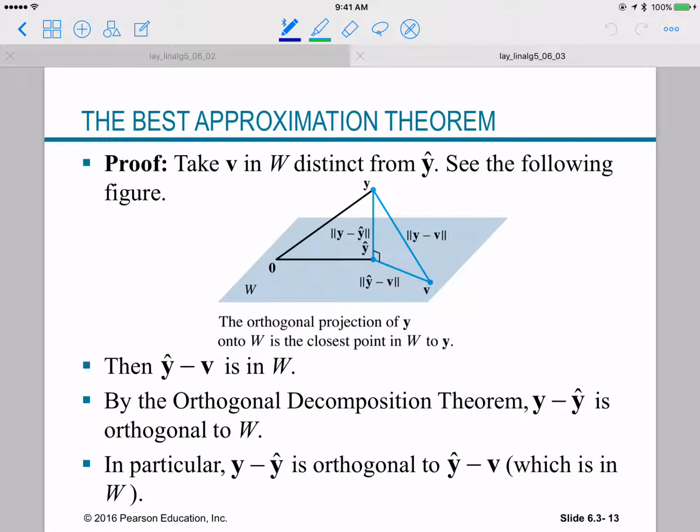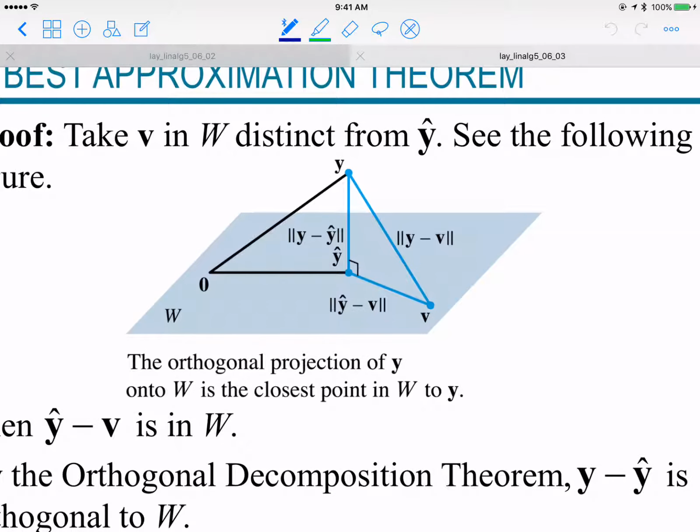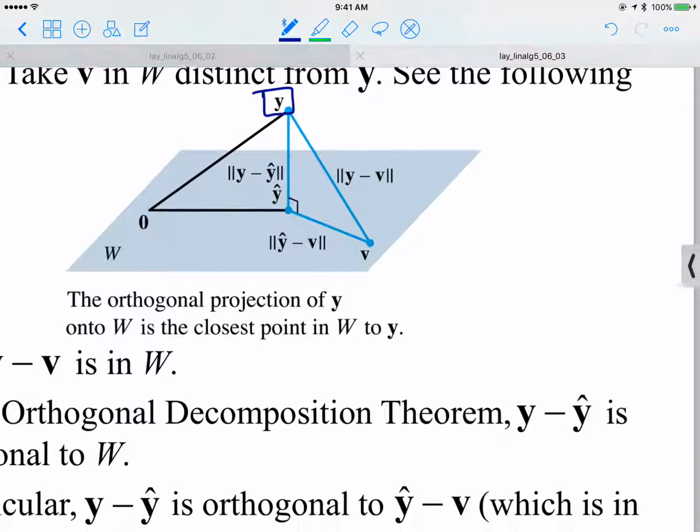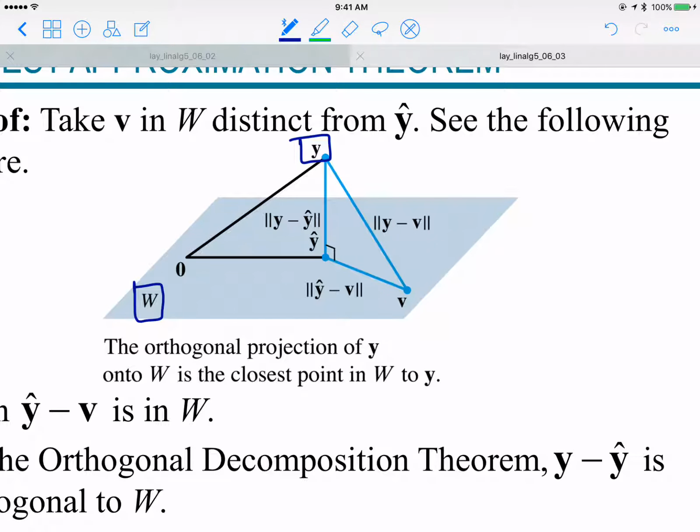Okay, so this theorem, I'll explain as follows. You have Y and subspace W, and as we studied in the previous theorem, this Y will be decomposed into Y hat and Z. Suppose this Y hat was this point, and then by definition, this vector Z, which is our residual vector, is orthogonal to our subspace W, right?